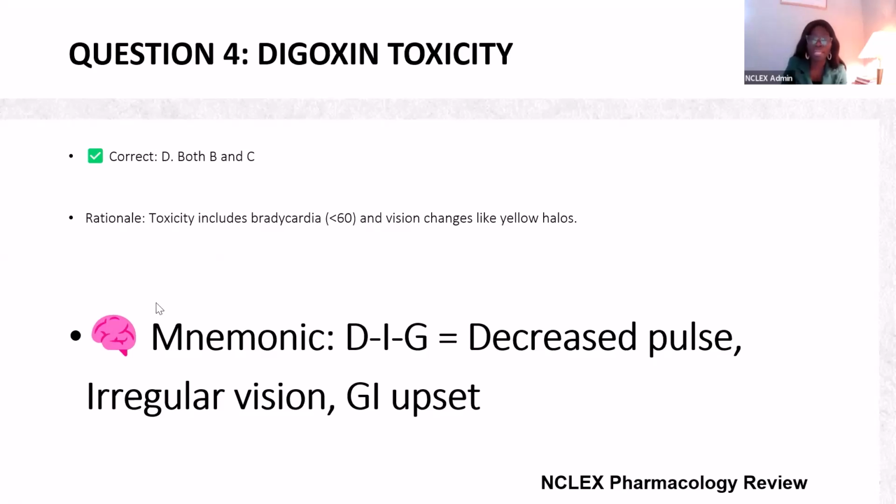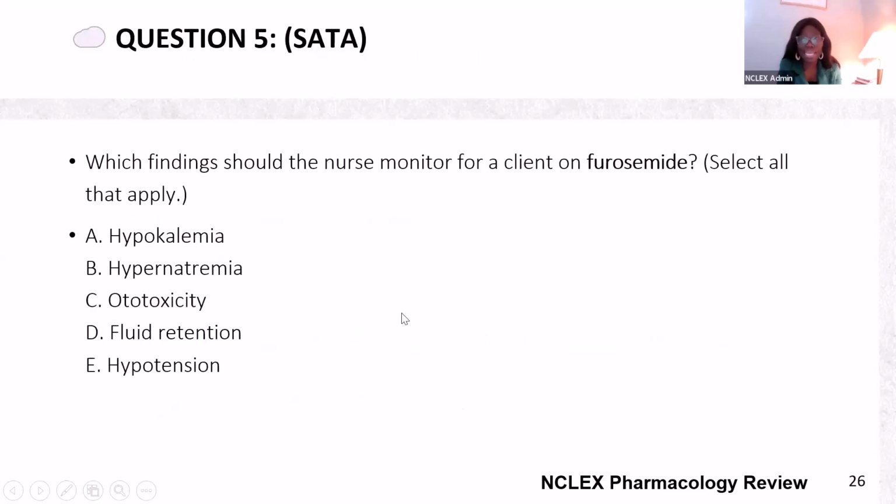So always remember this mnemonic, dig. Digoxin, as the name implies: D, decrease pulse. So the D is decreasing your pulse. I, the vision, kind of irregular, that is blurry. Then the G, they would have some gut upset. So always remember digoxin: D, decrease pulse, I, irregular vision, G, GI upset. So go steady, digoxin, inside out.